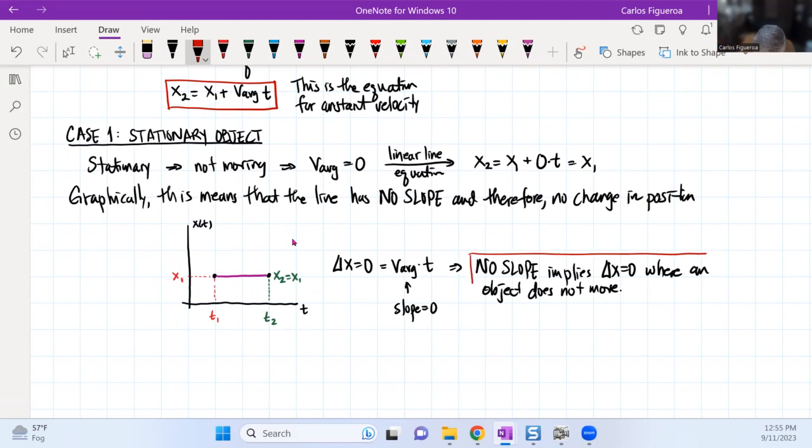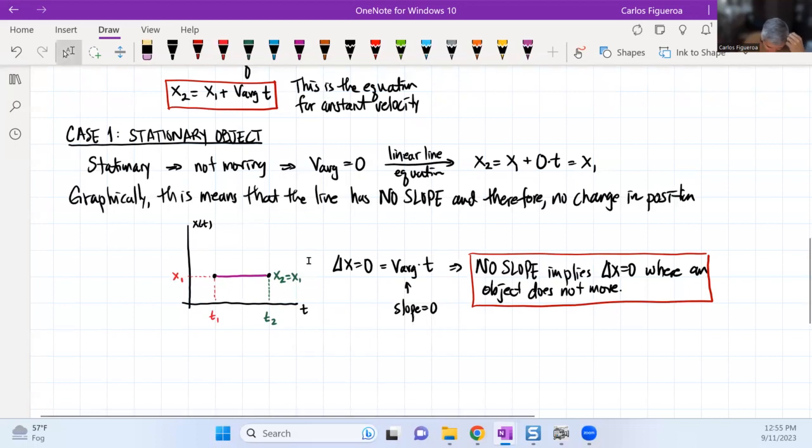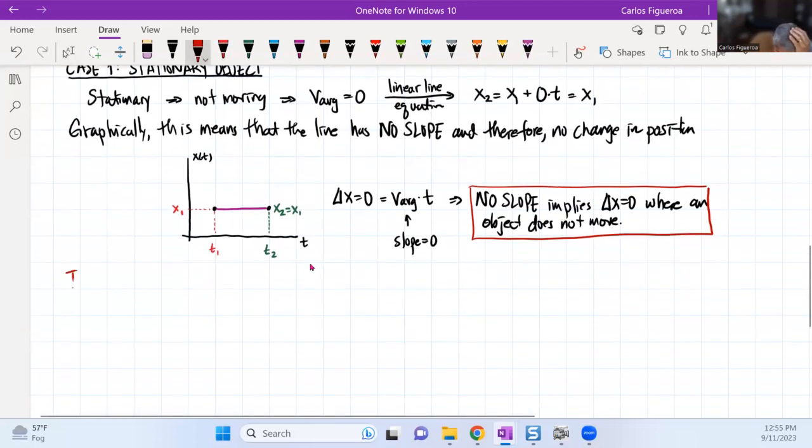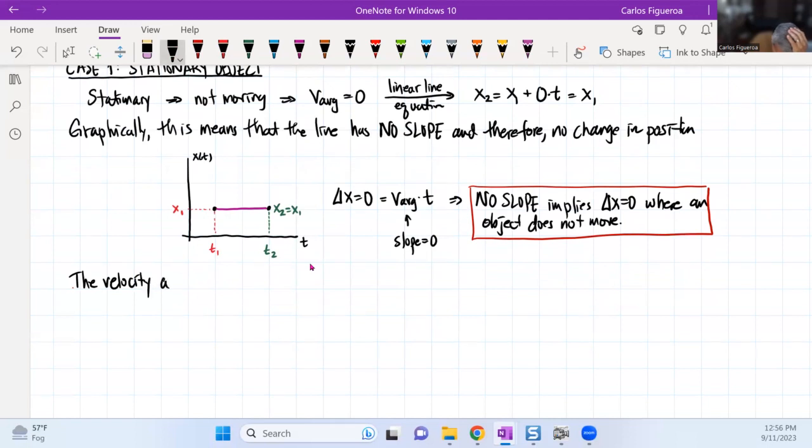I didn't have to tell you that. So then if I start to look at the velocity, what do I mean by the velocity? So then the velocity as a function of time is 0. Because we already said that average velocity was 0.